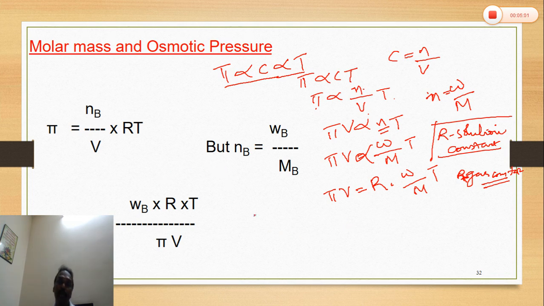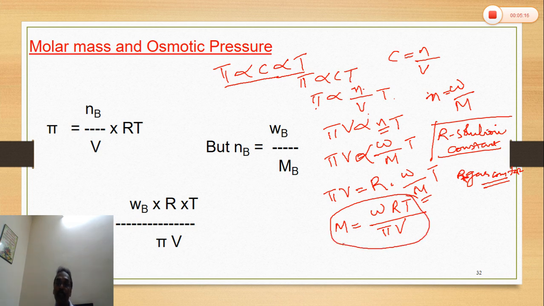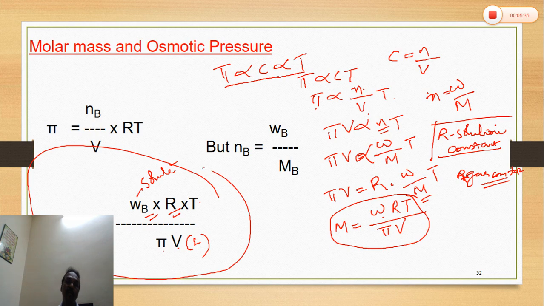On rearranging this, M comes here and pi comes here. That is, molar mass M is equal to W into RT divided by pi into V. Here it is W_B because it is solute. Here V is in liters. This is the relation between molar mass and osmotic pressure.